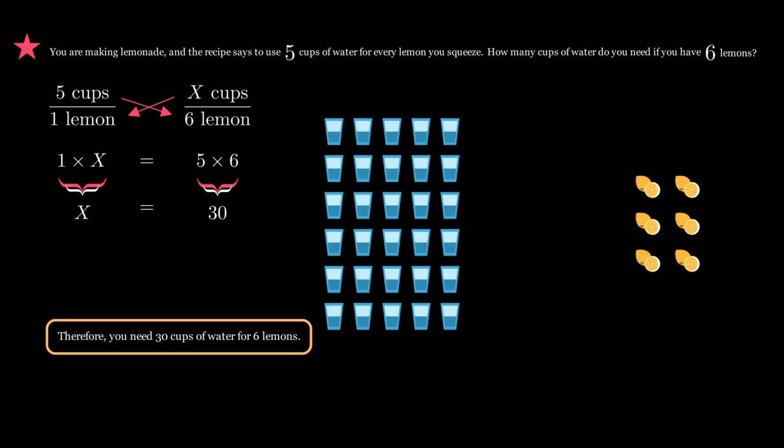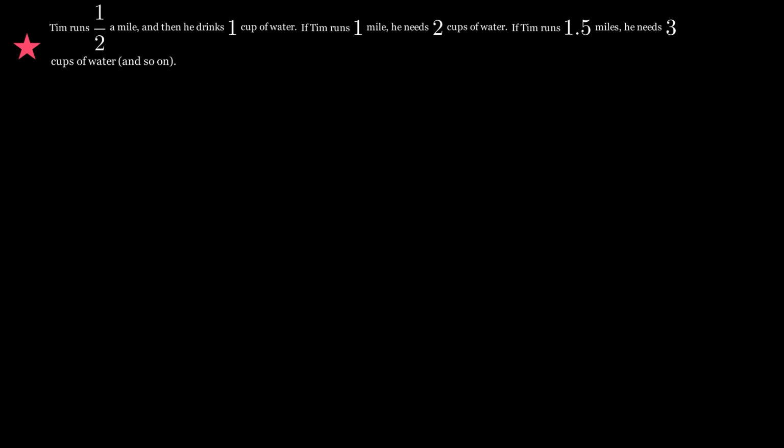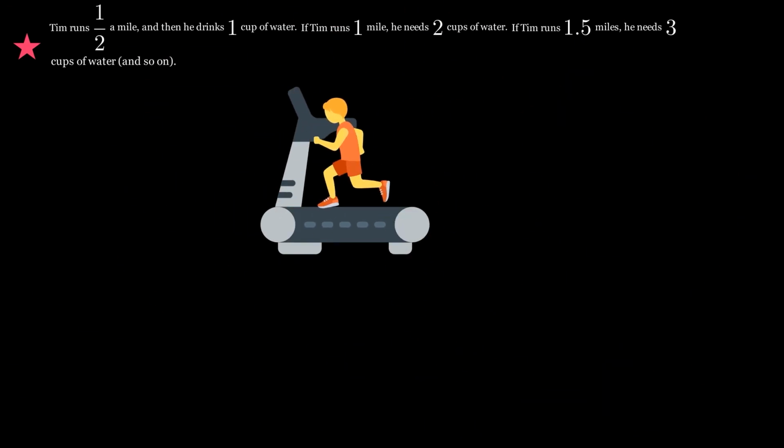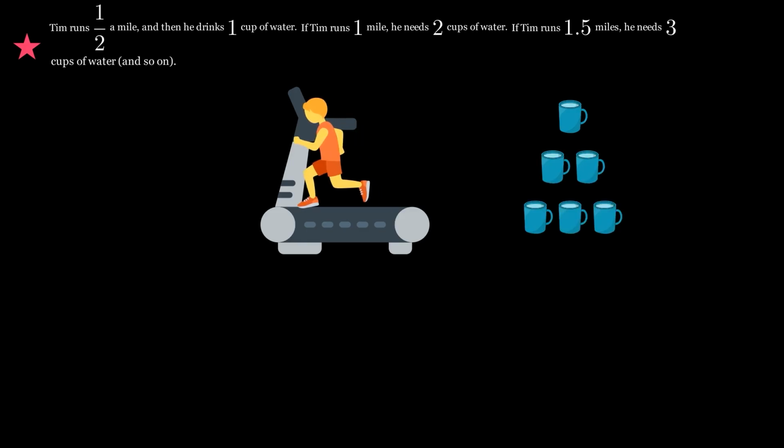There are many real-life situations where you can use proportions to find unknown quantities. Notice that proportions remain the same even when the quantities change. What do you think is the reason behind this? Let's find out with this example. Tim runs half a mile and then he drinks 1 cup of water. If Tim runs 1 mile, he needs 2 cups of water. If Tim runs 1.5 miles, he needs 3 cups of water, and so on.